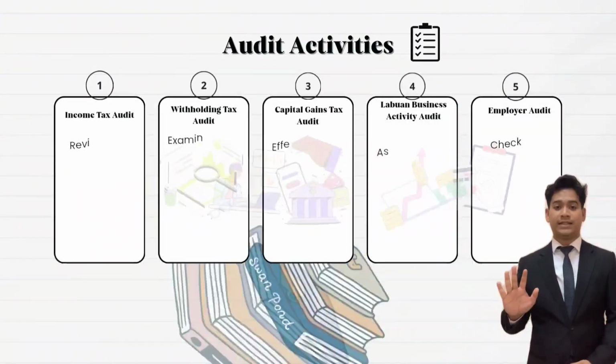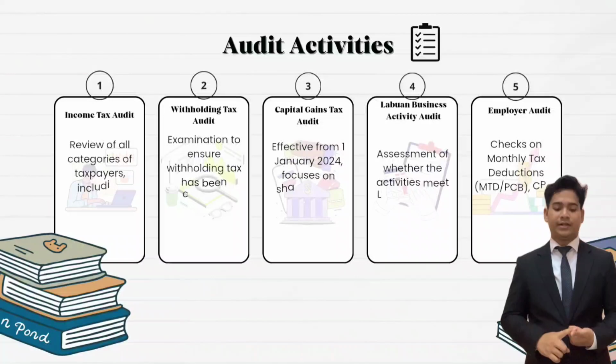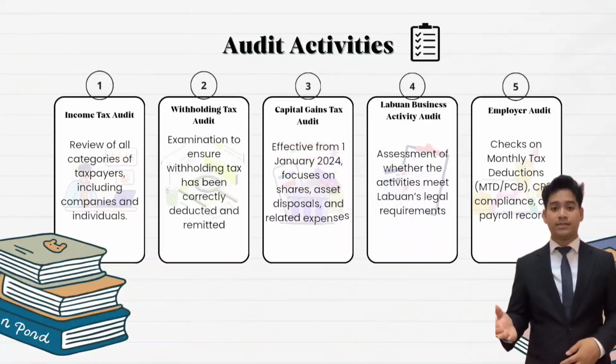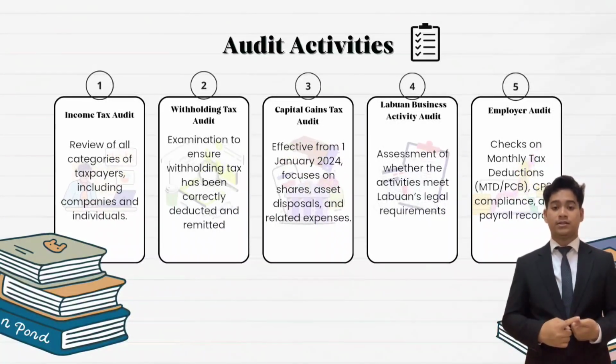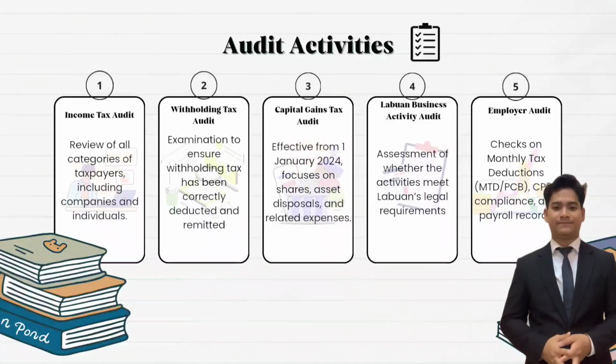There are 5 audit activities. The first one is income tax audit. It reviews all categories of taxpayers, including companies and individuals. Second one, withholding tax audit. Examination to ensure withholding tax has been deducted correctly and remitted. Third one, capital gain tax audit. Effective from 1 January 2024, it focuses on shares, asset disposal, and related expenses. Fourth one, Labuan business activity audit. Assessment of whether the activities meet Labuan legal requirements. The last one, employer audit. Checks on monthly tax deductions, CP38 compliance, and payroll records.